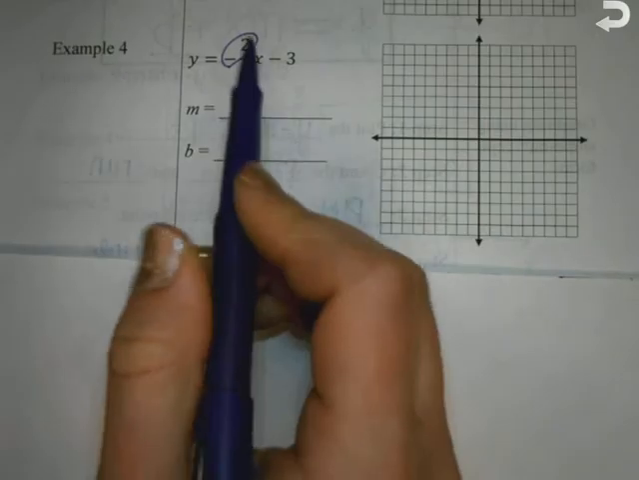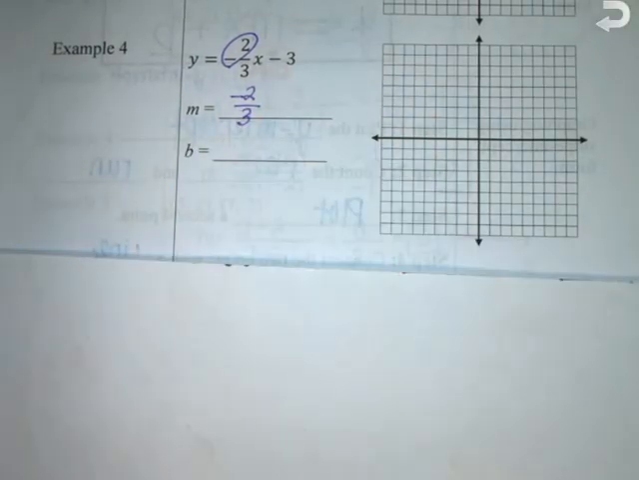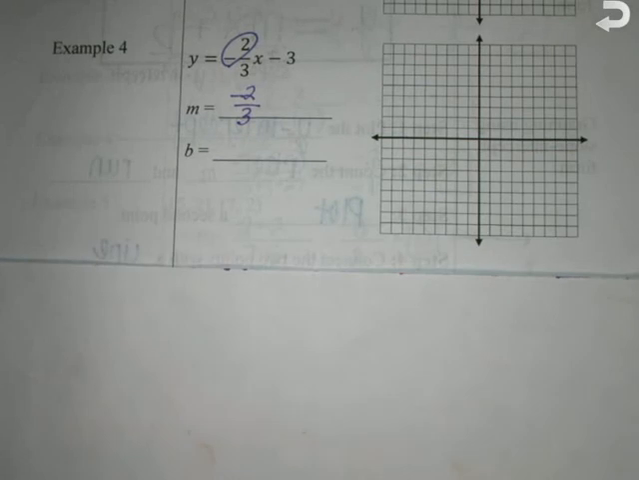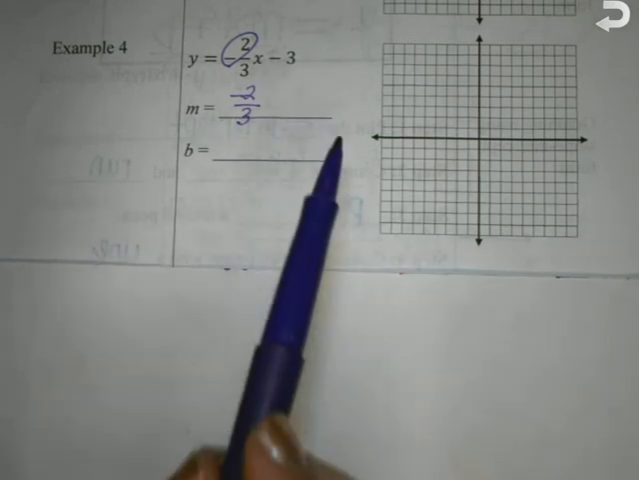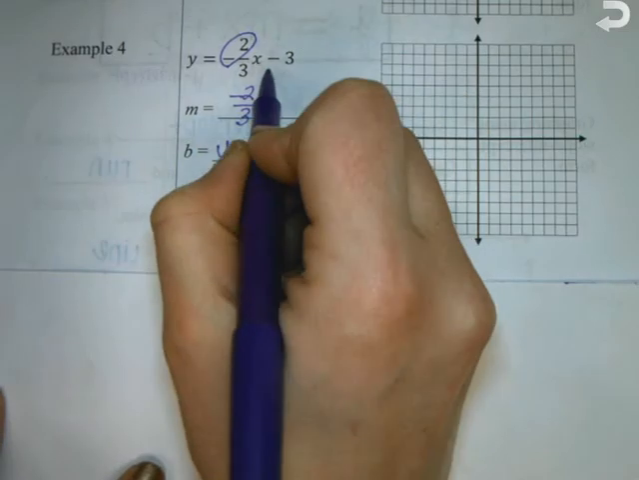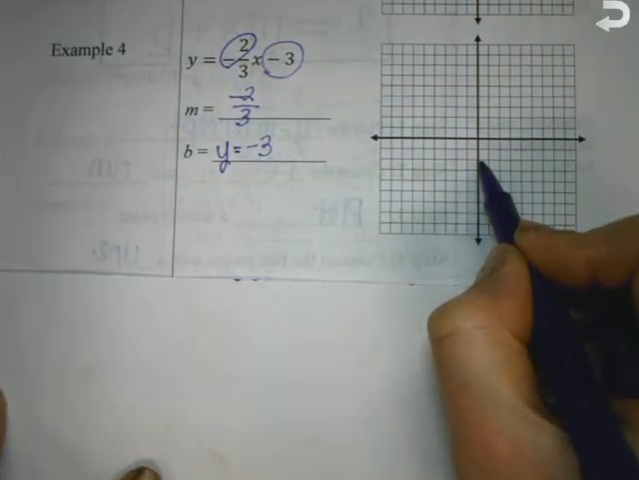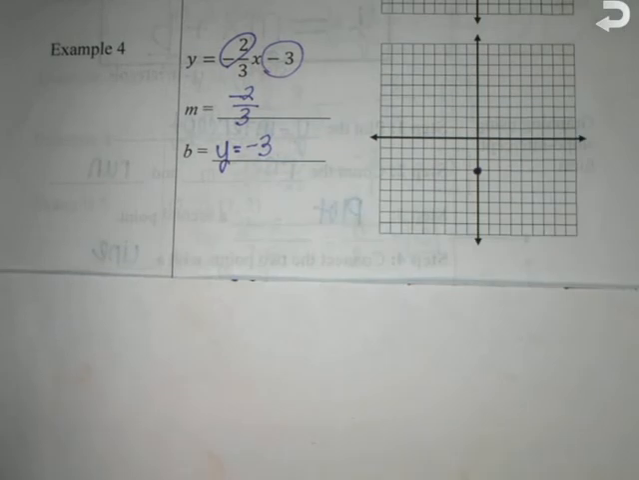Wait, if it's negative, do you still go up? What is my y-intercept? -3. So everyone should have at least gotten this part, right? Yes. We already decided that my negative is going to be attached to the top. So my rise is -2. My run is 3. +3.